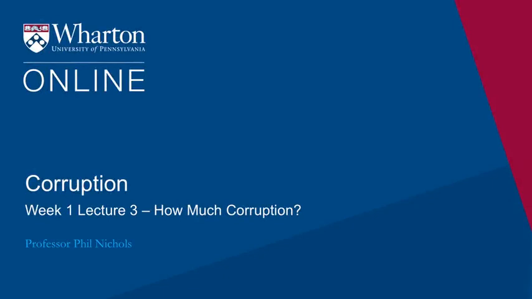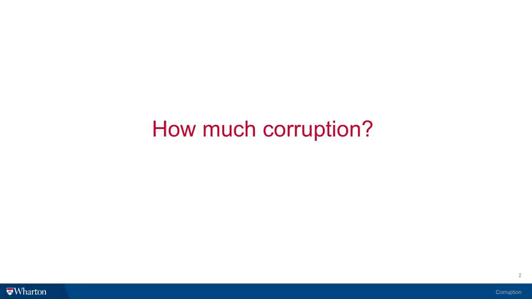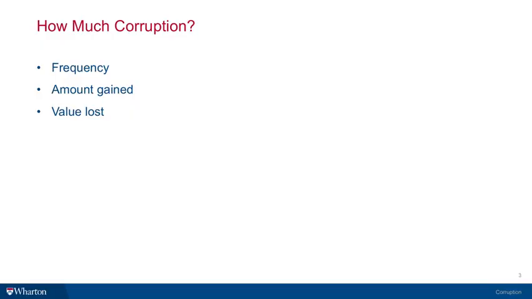Today, we're going to ask the question, how much corruption is there in the world? Now, there are three ways we can think about how much corruption. One is just how frequent is this abuse or misuse of power or trust for personal benefit rather than the reason for which the power or trust was given. Another way of measuring how much corruption is the amount that the abuser or misuser gains. And then finally, we might think about how much value is lost.